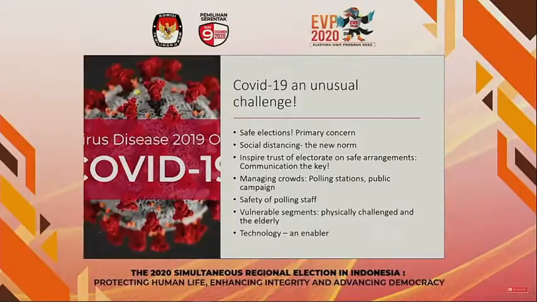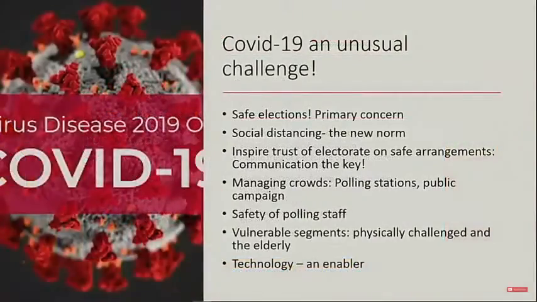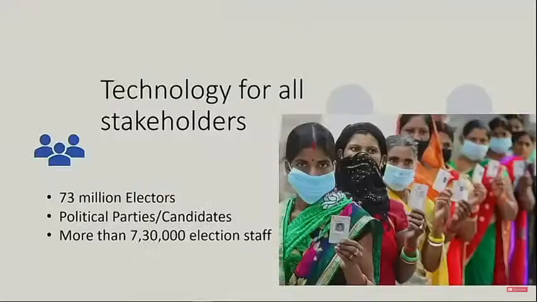Safety was a primary concern, and social distancing, of course, became the new normal. The idea was, how do you inspire trust of the electorate that the arrangements are safe? How do you manage crowds both at the polling station and at the campaign ground? And of course, for your own staff, how do you ensure that it's safe? The vulnerable segments, those who are aged and those who are physically challenged, also had to be catered to. Technology, of course, was an enabler, and we tried to leverage technology tools to overcome these challenges.